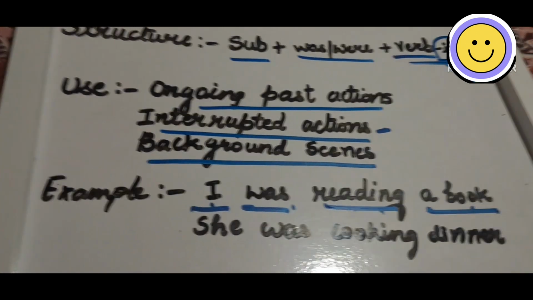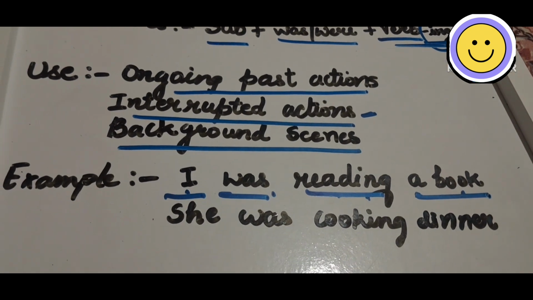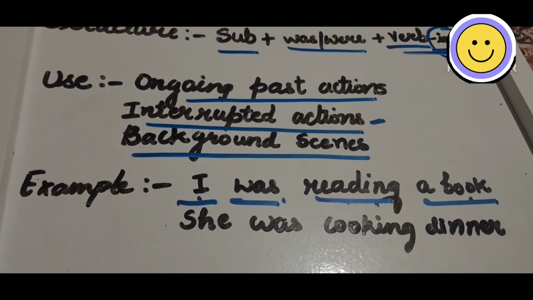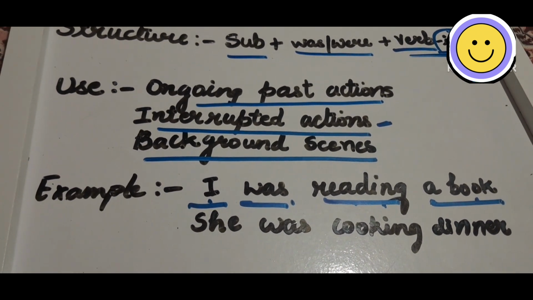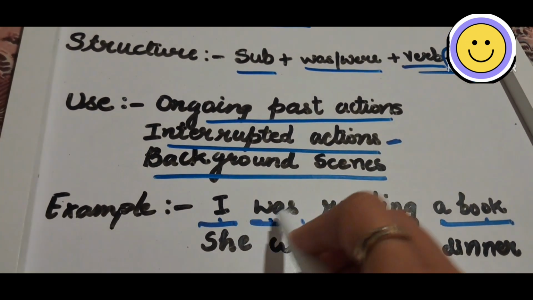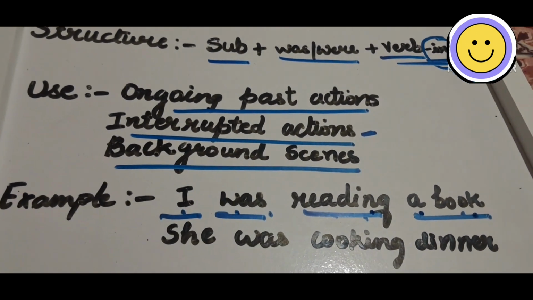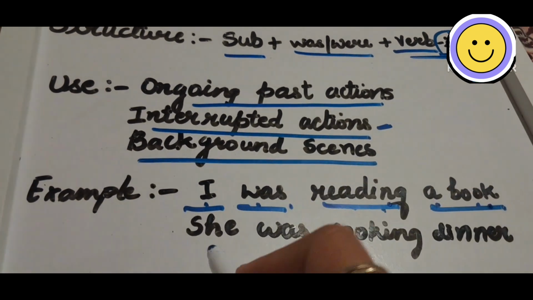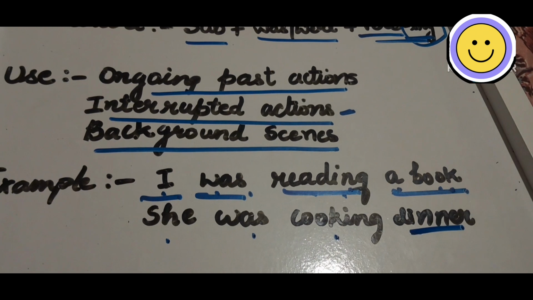Now I got so many recommendations that I should explain the things in Hindi as well to make it more comfortable to learn. So let's have the examples in Hindi also. I was reading a book means in Hindi it says मैं किताब पढ़ रहा था. Okay, she was cooking dinner. वो खाना बना रही थी.